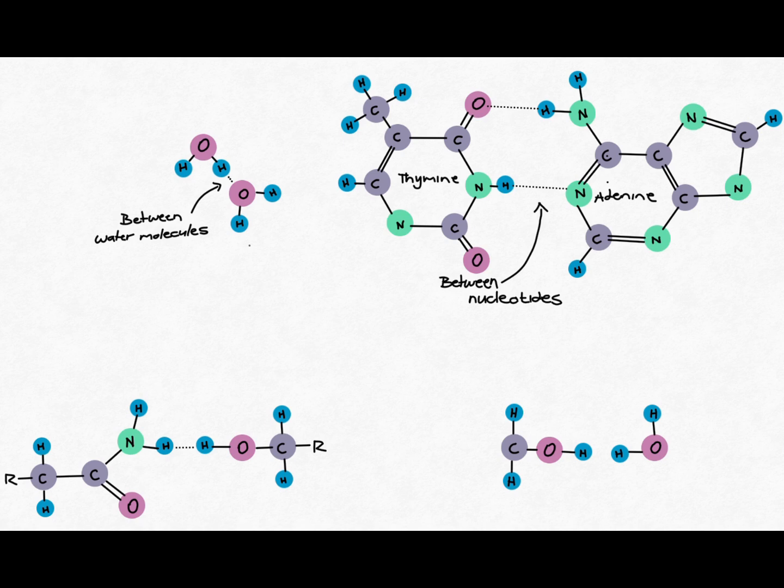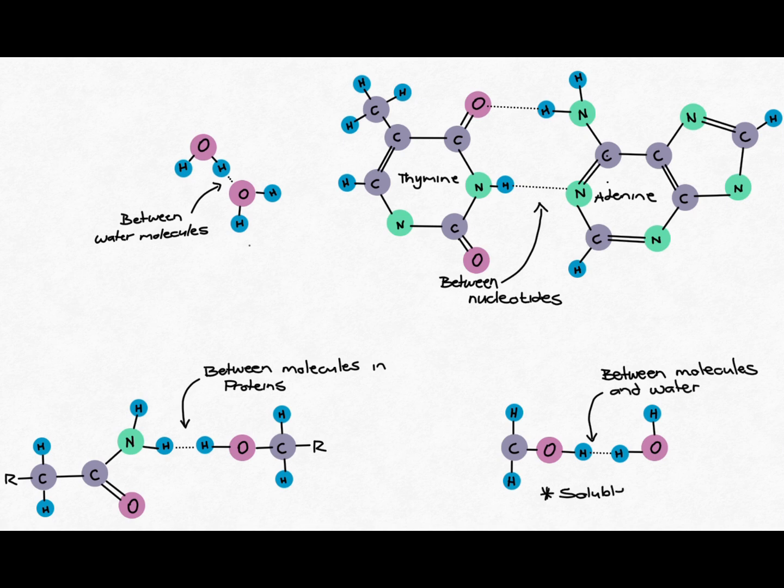Then hydrogen bonding can also occur between molecules in proteins, between the hydrogen and the oxygen atoms of the different R groups. Lastly, it can occur between molecules and water. Again, this is between the hydrogen and the oxygen of the water molecules. This will cause the molecule to be soluble in water.